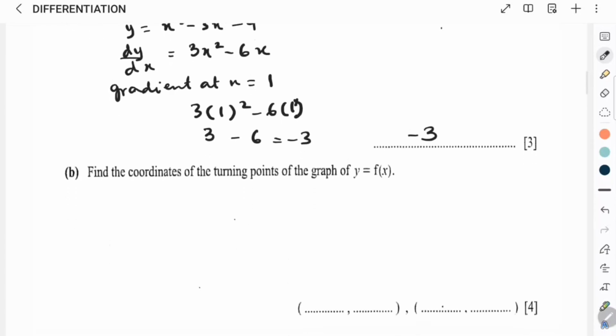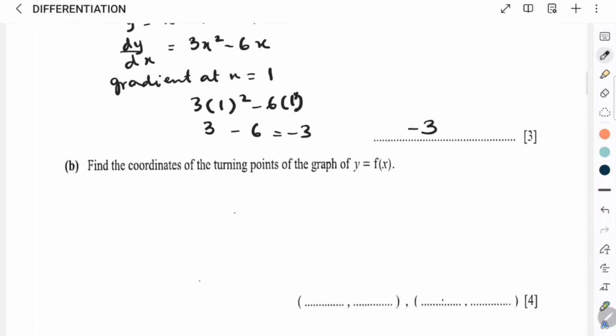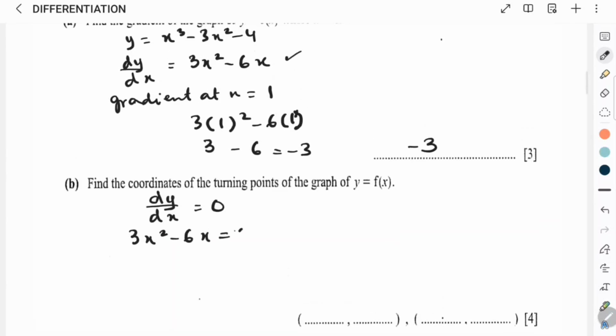So 3 marks question. Find the coordinates of the turning point. For a turning point, dy/dx equals 0. And dy/dx was 3x squared minus 6x, which equals 0. 3x common, x minus 2. So x equals 0 and x equals 2. x minus 2 equals 0, so x equals 2. 3x equals 0, then x equals 0.